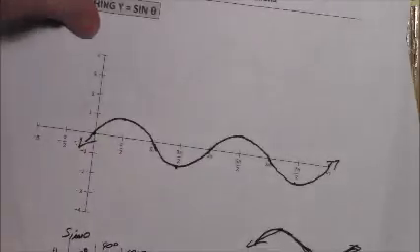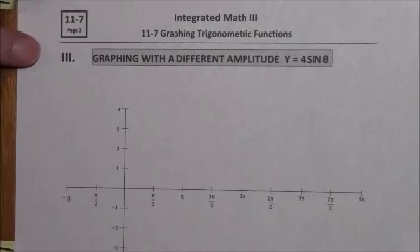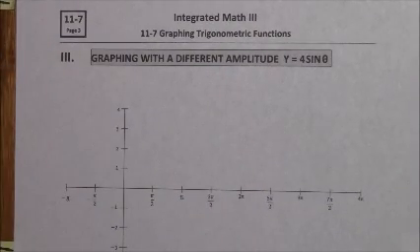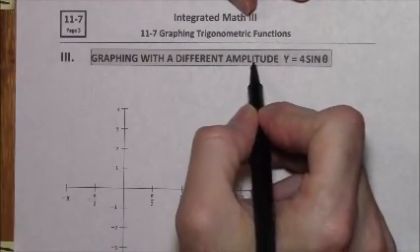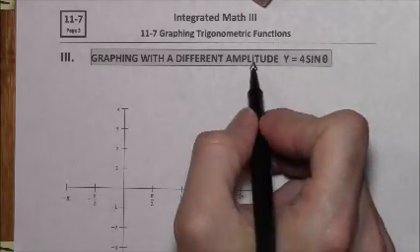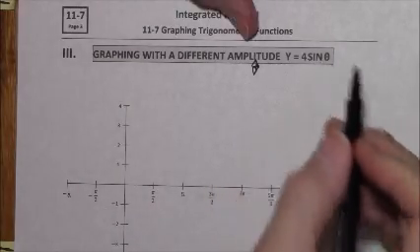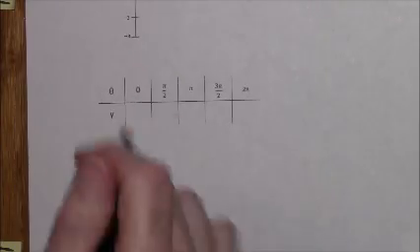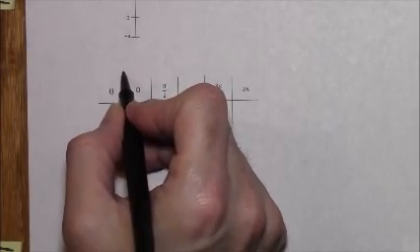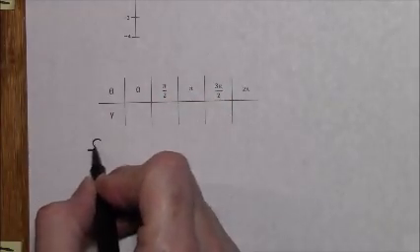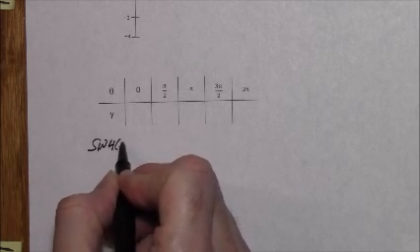All right, let's go on now to our next one. We're going to look at when we change them. First, a different amplitude. The amplitude is basically how far up or down it's going from the center of it. So what we're going to do is do 4 sine theta, and I'm going to come down here and do this.